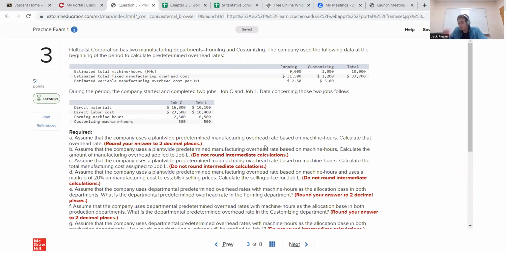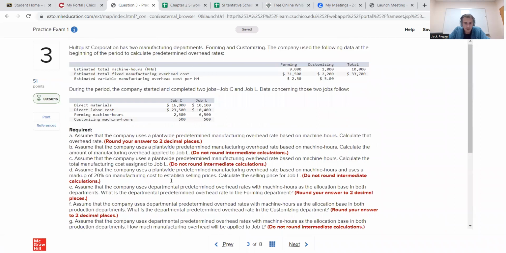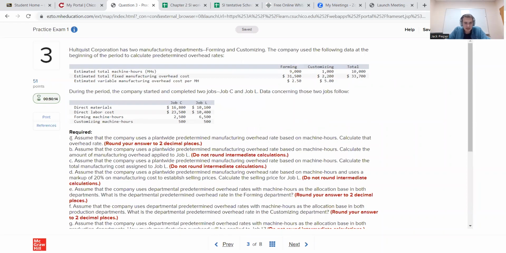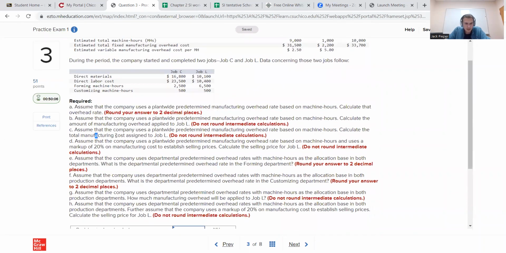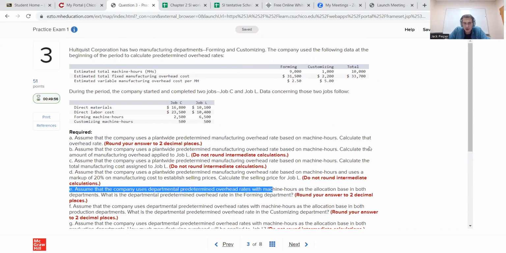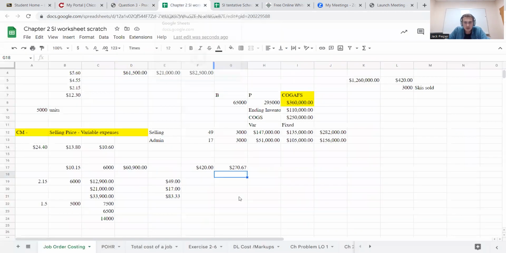All right. This one's the one I was talking about. That one's a little harder. We're doing overhead rates, but make sure that you understand the difference between a plant-wide predetermined overhead rate and a department predetermined overhead rate. Looks like they'll both be on machine hours, but to do the plant-wide first, here's what we're going to do. We're going to take our total fixed manufacturing overhead, which is 33,700.